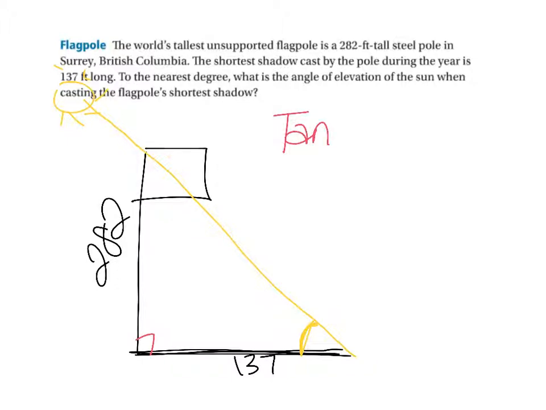But I'm looking for my angle this time. I'm just going to call it angle A. Tangent of angle A is equal to opposite, 282, over adjacent, 137. Now remember from yesterday that when you're looking for the angle, you're trying to get rid of this tangent right here. To get rid of that tangent, you have to do inverse tangent. So I'm going to type in my calculator, second tangent, and then that fraction, 282 divided by 137. And I get a 64-degree angle.